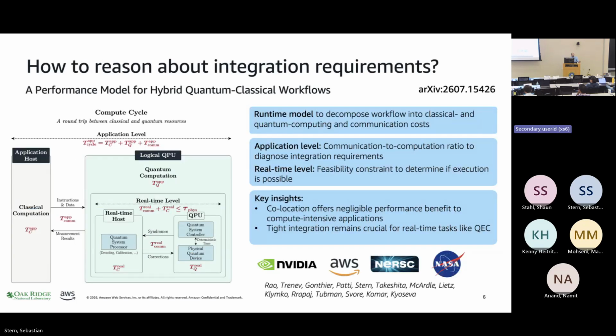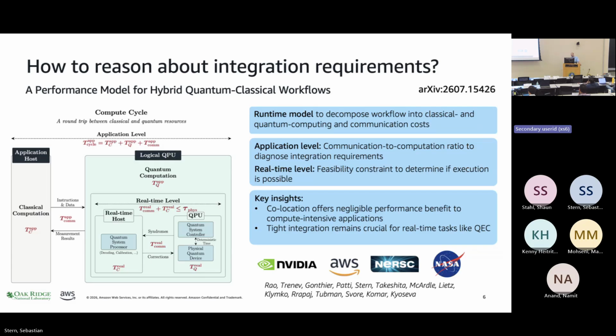There's one thing I also want to inject here. At AWS, we have done a collaboration together with colleagues at NVIDIA, NERSC and NASA Ames, and we pushed this out, I think, on Monday, or was it on the weekend? And this is our suggestion for how we can quantitatively reason about integration requirements from a performance standpoint.